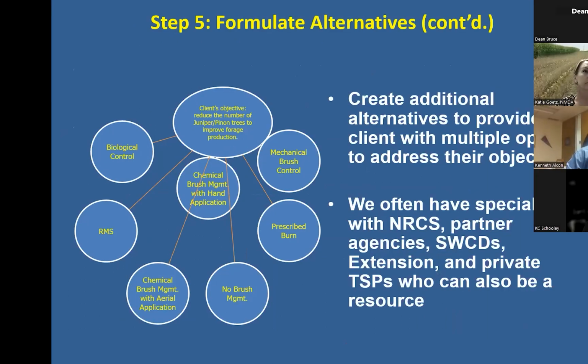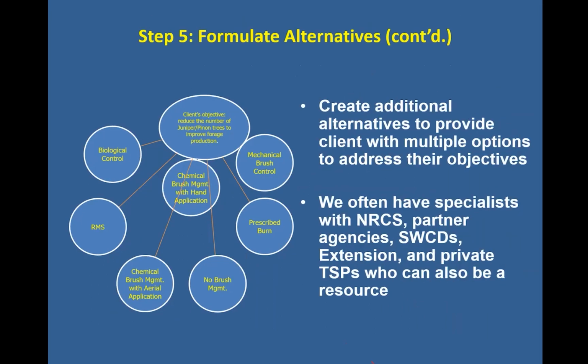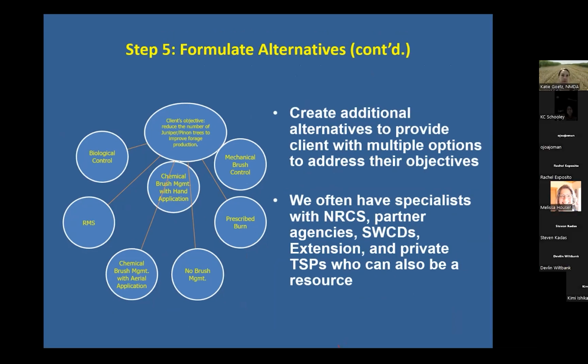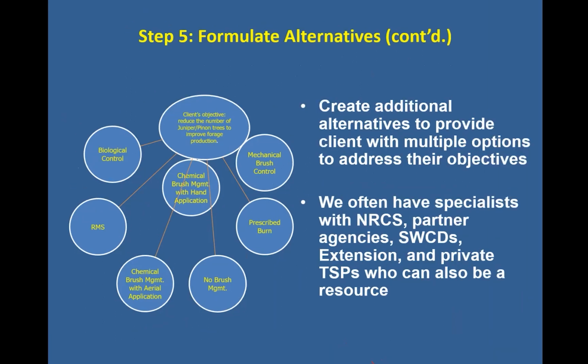So when we formulate alternatives, one of the things I wanted to convey in this slide is that we want to give people alternatives. This is just a real basic example of how complex conservation planning can get, but how easy it can also be. In this example, we have a producer or client that wants to reduce the number of juniper trees in their ranch or pasture. As part of the planning process, there are different methods of how we're going to address that.